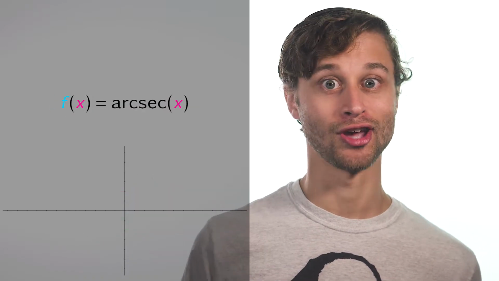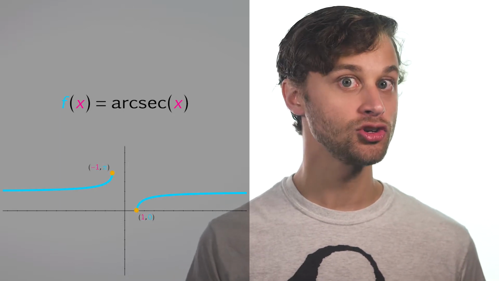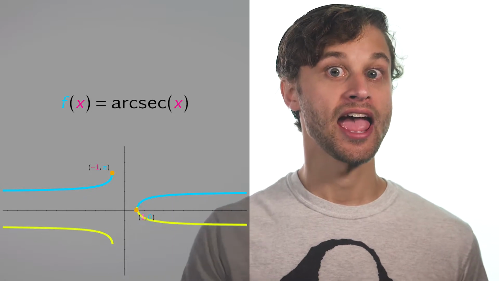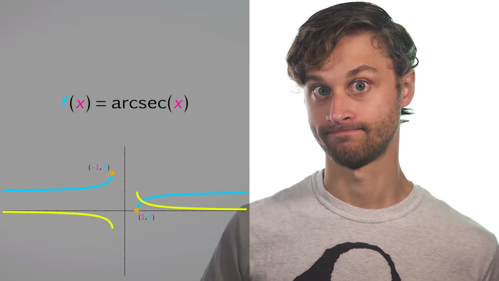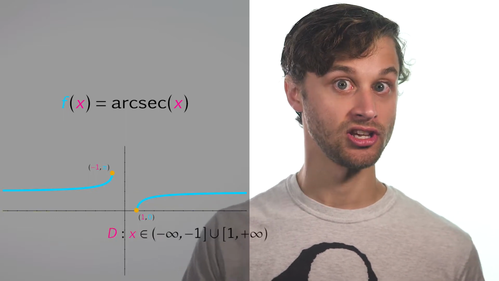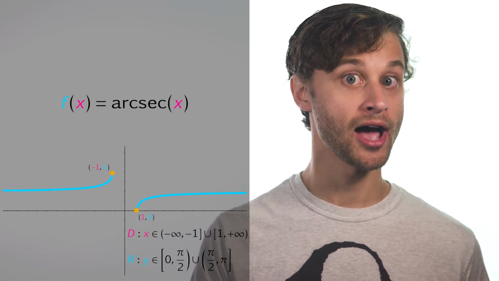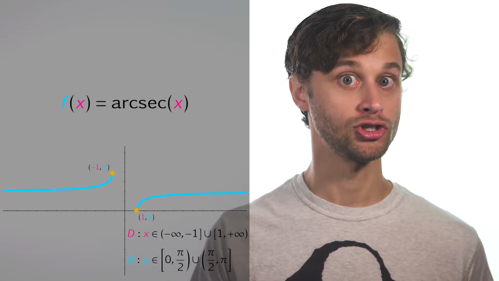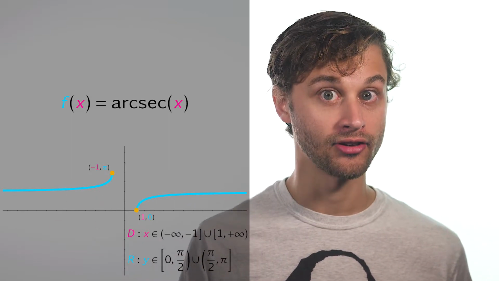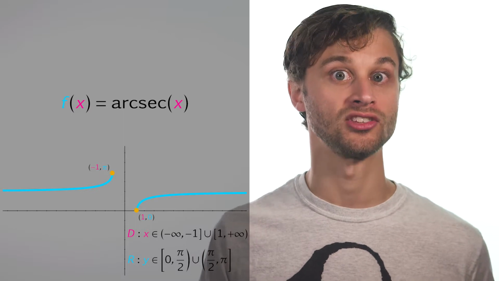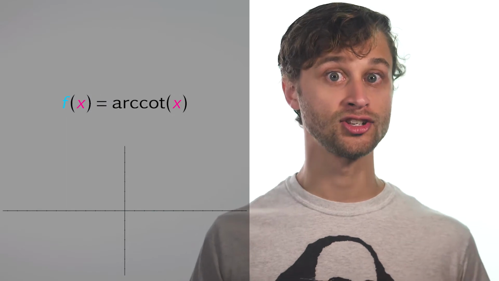Arcsecant, the inverse of the reciprocal of cosine, looks like this. As you can see, it's actually a flip and a translation, or a shift, of the arc cosecant function. It's defined along the same domain as the arc cosecant function, but the range is from 0 to pi over 2, non-inclusive, pi over 2 to pi, inclusive. And like the arc cosine function, the arc secant function will give answers that are angles in the first or second quadrants.